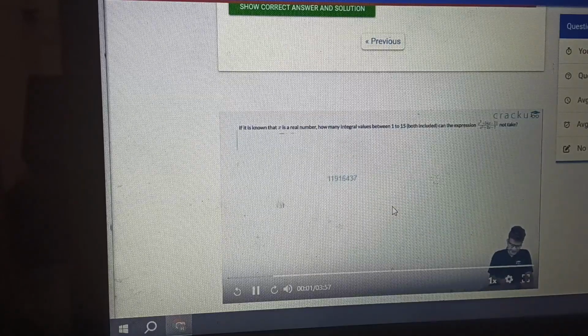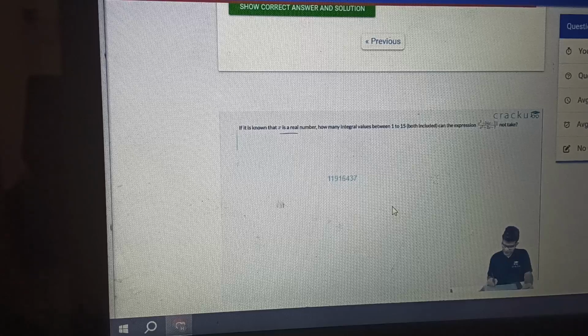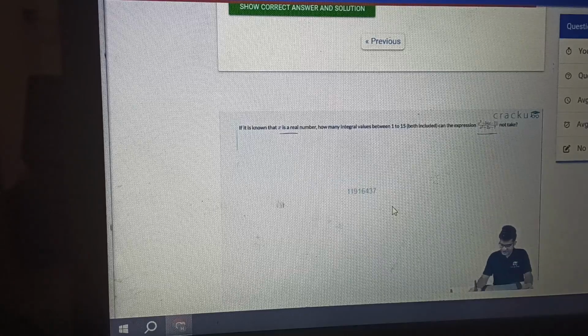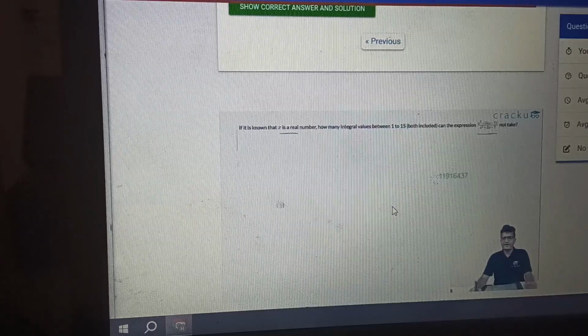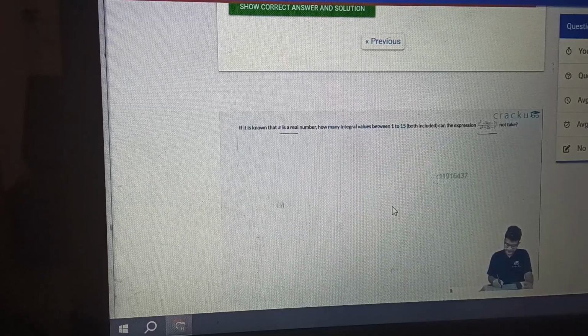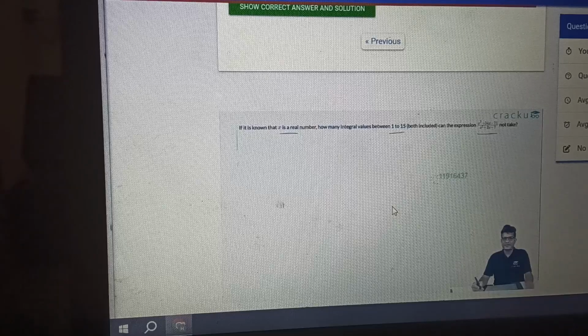Question: we are told that x is a real number, and we are also told that there is an expression (x square plus 34x minus 71) divided by (x square plus 2x minus 7). We are asked to find out what are the integral values between 1 and 15 that this expression cannot take.